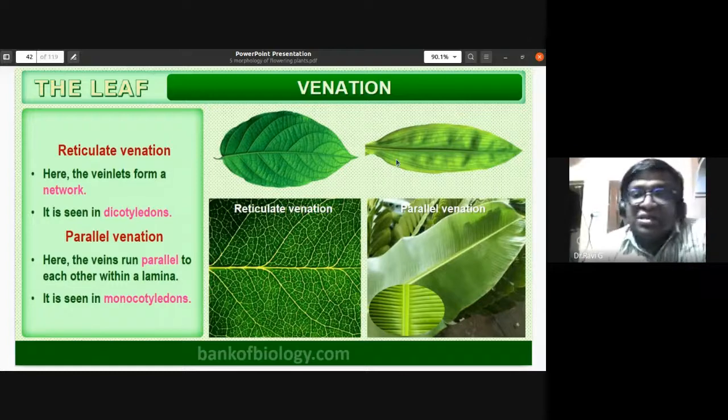In the case of parallel veins, the veins run parallel to each other within a lamina, that is within the leaf. You can notice the parallel venation in the banana leaf also. It is seen in monocots. So reticulate venation is seen in dicotyledonous plants. Parallel venation is seen in monocotyledonous plants.